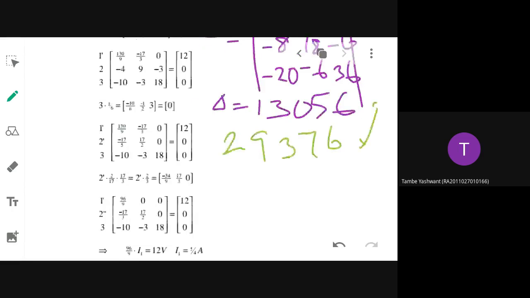See, the rest tell me the answer. Ma'am, 13056 is correct, I have checked. From del 1 also I am getting the correct value of I1. Okay, so you are telling 13056. What about the rest?